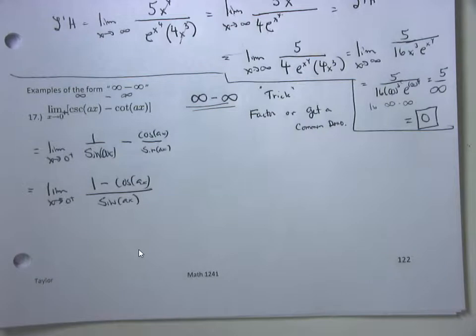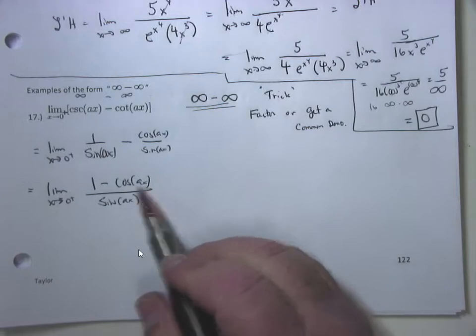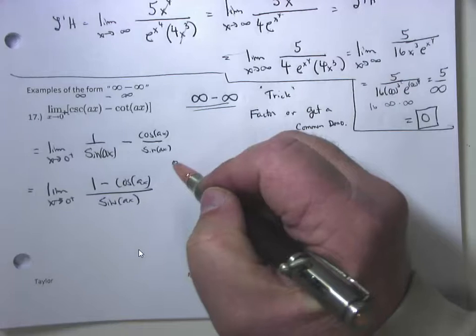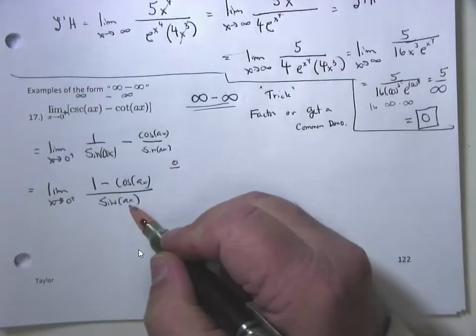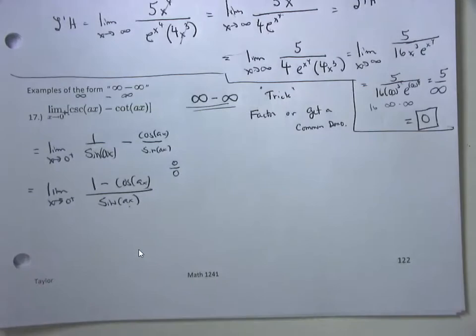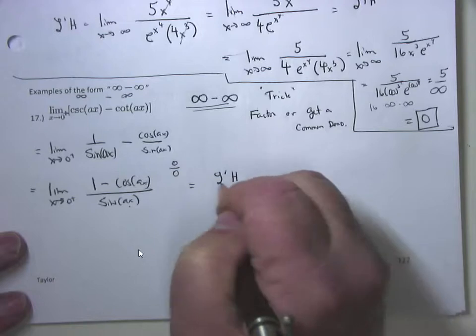Take the limit as x approaches 0 on the plus side of 1 minus the cosine of ax divided by the sine of ax. A times 0 is 0. Cosine of 0 is 1, and 1 minus 1 is 0. The sine, a times 0 is 0, and the sine of 0 is 0. And all this algebra turned it into a 0 divided by 0 L'Hopital's rule type. So now I'm going to apply my famous L apostrophe H, L'Hopital's rule.